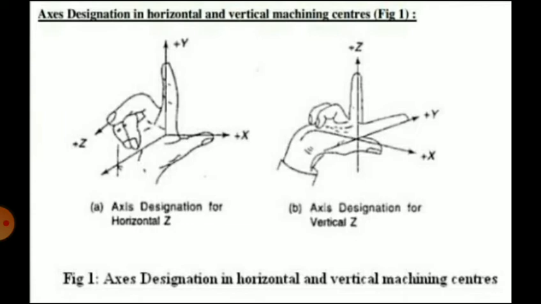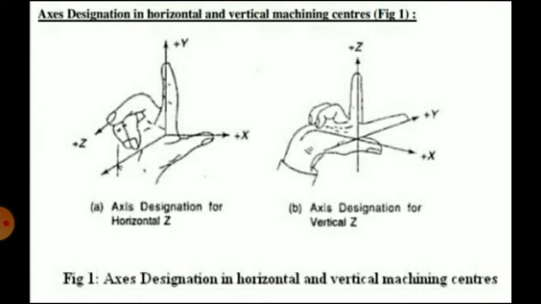The horizontal machining center has x-axis control for table movement left to right, y-axis movement for vertical movement of the spindle, and z-axis movement for the horizontal movement of the spindle. That is indicated in figure A. The vertical machining center is indicated in figure B.